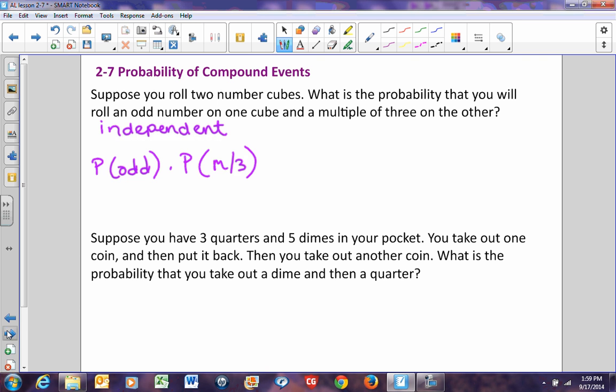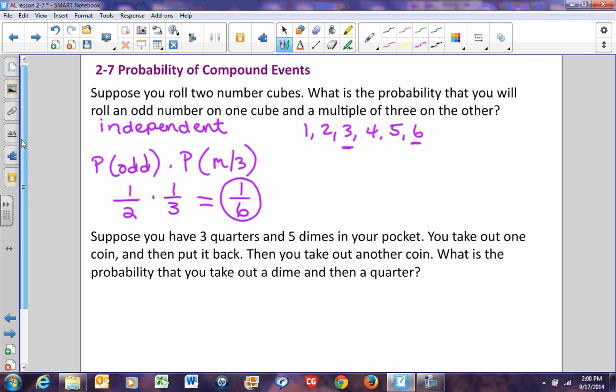So we look at it. The probability of rolling an odd is 1 out of 2, because there are 3 odd numbers, and there are 3 even numbers, so 3 out of 6 reduces to 1 out of 2. The probability of rolling a multiple of 3, remember if we have 1, 2, 3, 4, 5, and 6, these are our numbers on our number cube. This is a multiple of 3, and this is a multiple of 3. Those are the only 2 multiples of 3, 3 and 6. So that would be 2 out of 6, which is 1 out of 3. So then those 2 probabilities multiplied together, 1/2 times 1/3 gives us 1/6. So that is the probability of rolling an odd and then rolling a multiple of 3.